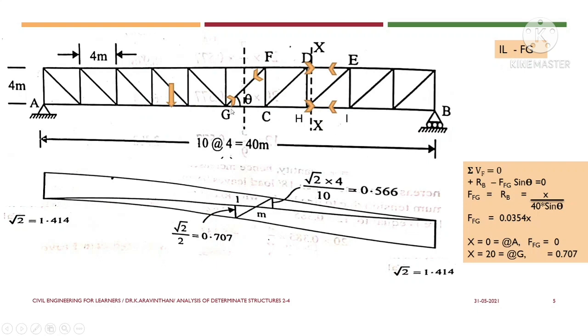0.0354x. Now in order to find the influence line at the point A, if you substitute 0, you will be getting FFG as 0. At the point G, you have 1, 2, 3, 4, 5 panels, that is 5 into 4 is 20. So G is at a point of 20, and if you substitute 20 here, you will be getting 0.707, which will be positive here. And you can note that at the point G, you will be getting 0.707. So this will be our answer if you continue this.